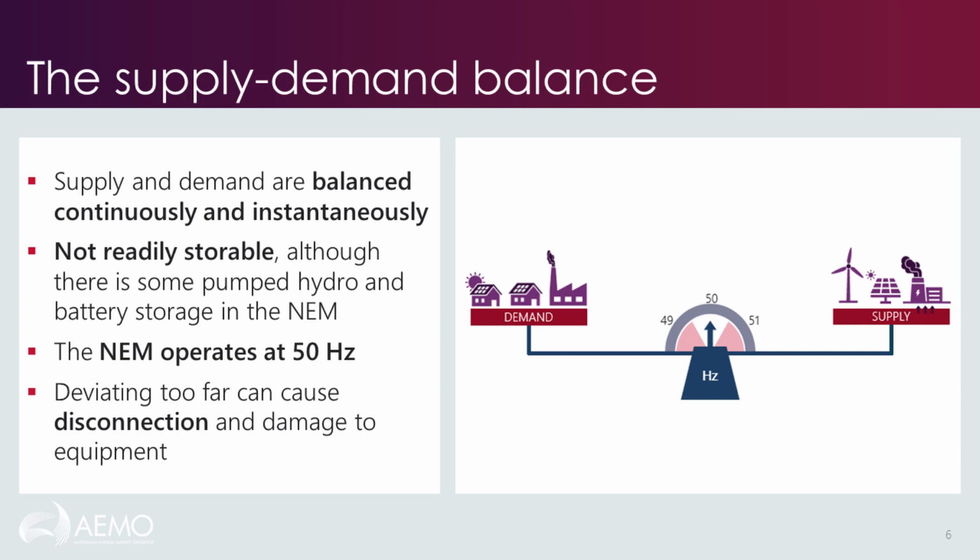So why is this balance important? Well, the grid is designed to operate at a certain frequency. In Australia, it's 50 Hz. Maintaining frequency is done by balancing supply and demand at all times. If we deviate too far from this 50 Hz mark, it can cause damage to equipment, or the equipment may disconnect, which may cause further imbalance.